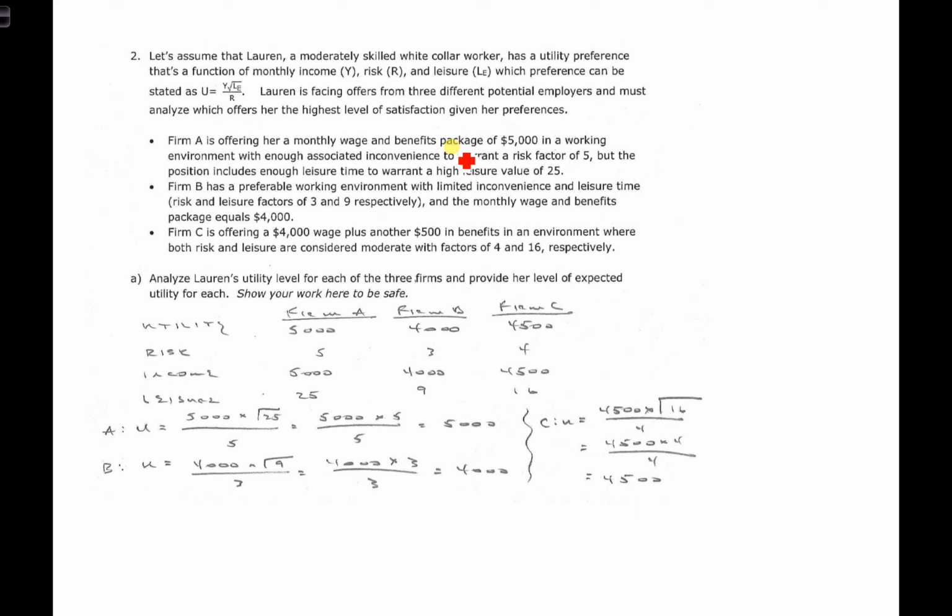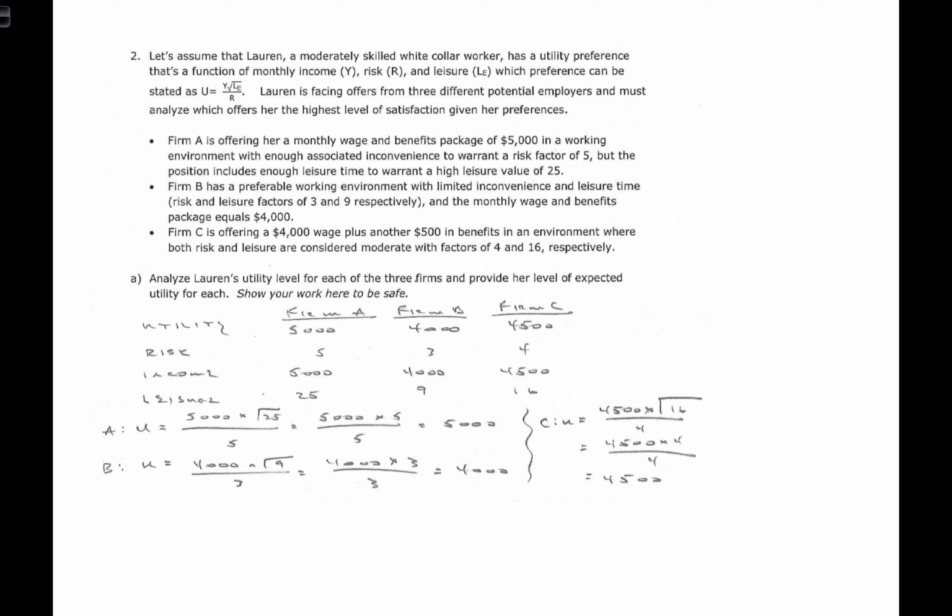So wage and benefit in firm A is $5,000, so that's Y. Working environment with enough inconvenience to warrant a risk factor of 5, so R is 5. But the position includes leisure time for a value of 25, so then LE is 25. So this is going to be 5,000 times the square root of 25 divided by 5.